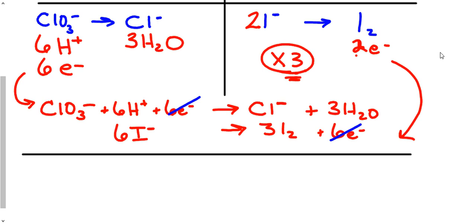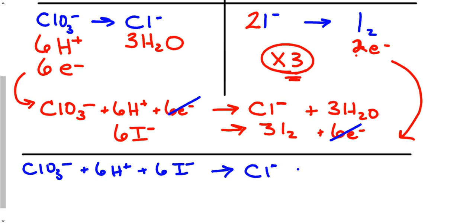So let's put this all back together. What is left now, I have ClO3 minus and 6 protons and 6 iodide ions, and that's everything on the reactant side. On the product side, I'm going to have a Cl minus, I'm going to have 3 water molecules, and I'm going to have 3 iodine molecules.